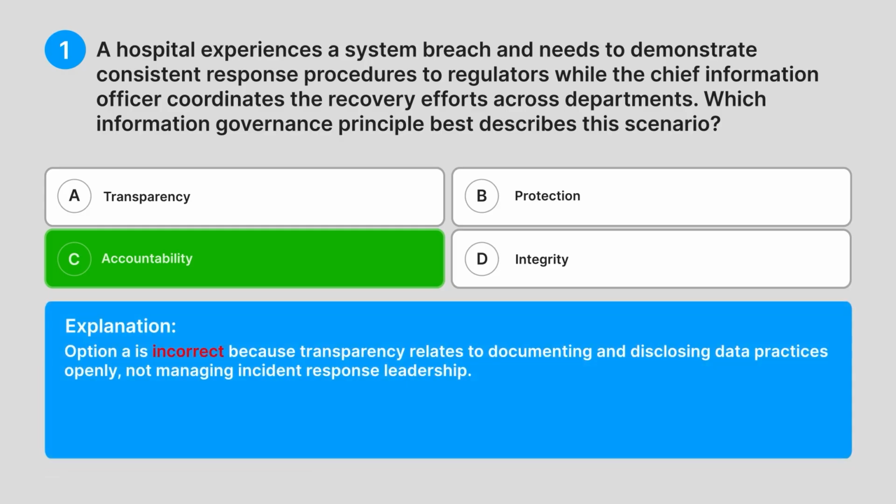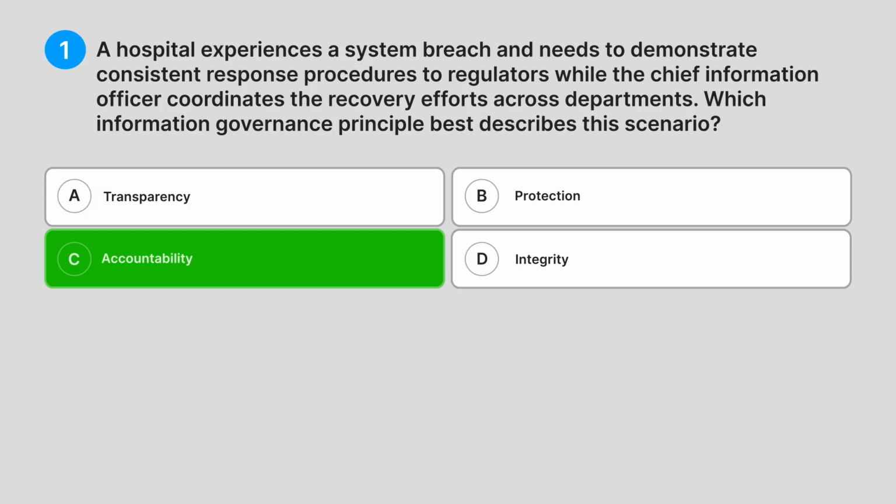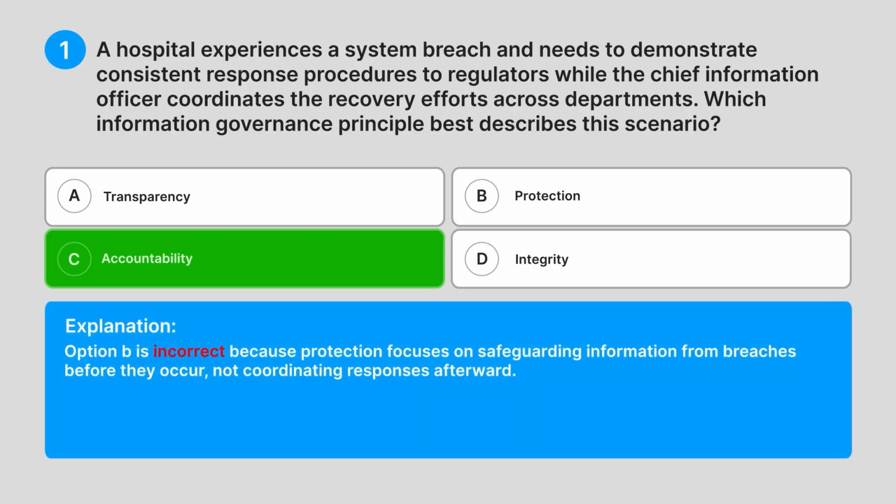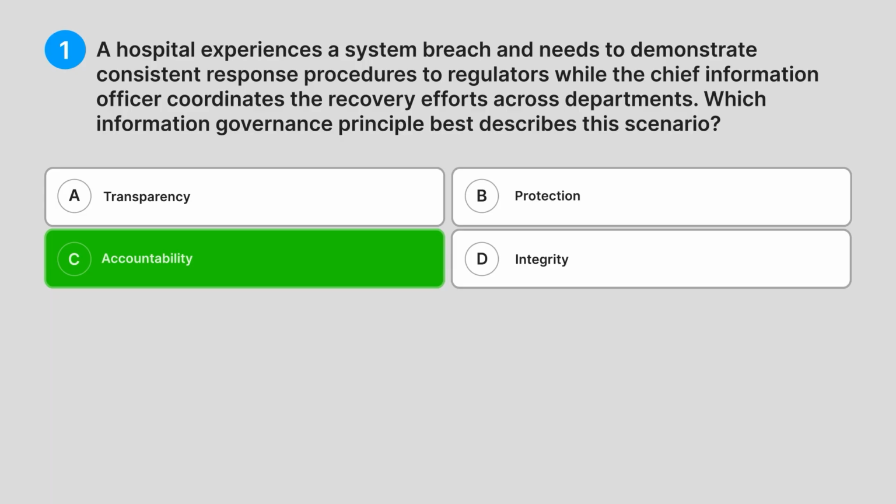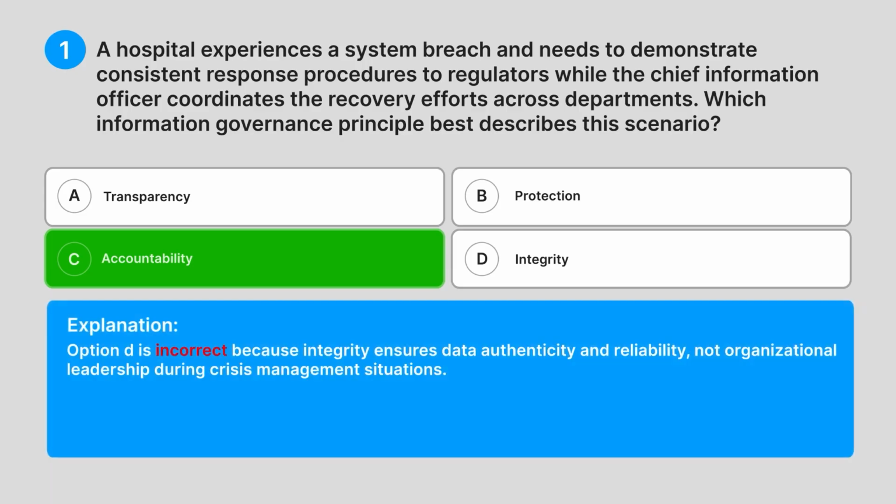Option A is incorrect because transparency relates to documenting and disclosing data practices openly, not managing incident response leadership. Option B is incorrect because protection focuses on safeguarding information from breaches before they occur, not coordinating responses afterward. Option D is incorrect because integrity ensures data authenticity and reliability, not organizational leadership during crisis management situations.